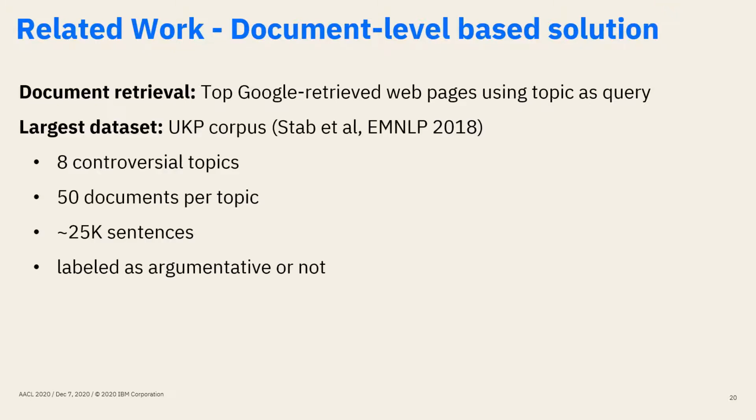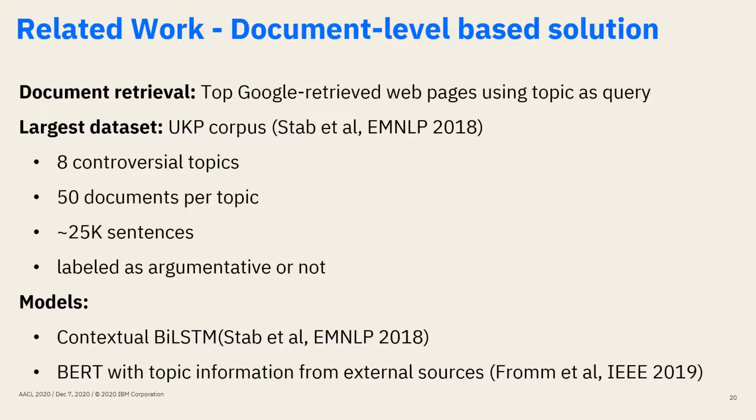The largest document-based argument detection dataset is the UKP corpus, which was published by Stab et al. in EMNLP 2018. As we mentioned earlier, the document-level approach is more suitable for highly controversial topics. Indeed, this dataset is composed of only 8 topics, all of which are highly controversial. Stab et al. used BiLSTM to learn an argument classifier from this corpus. In a later work, Reimers et al. achieved nice classification improvements by learning with BERT and adding topic information from external sources to the input data.